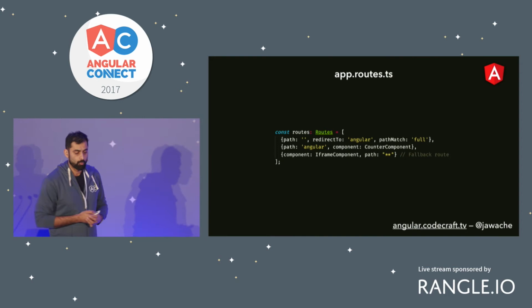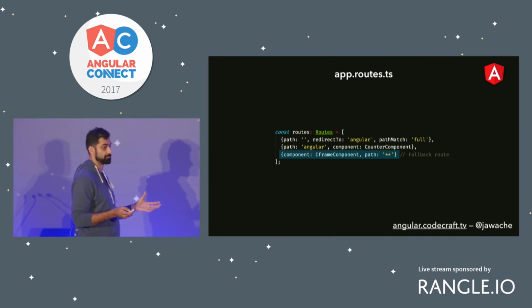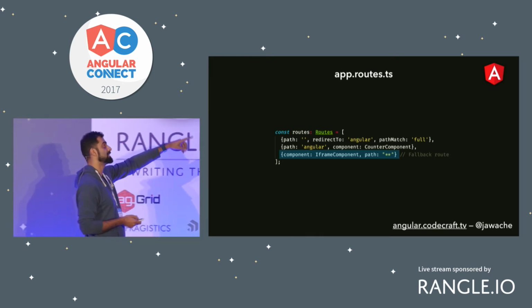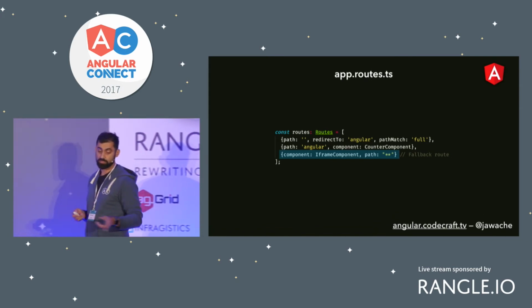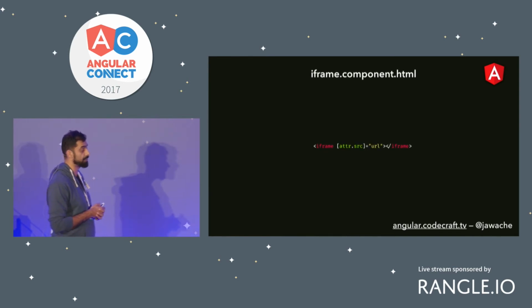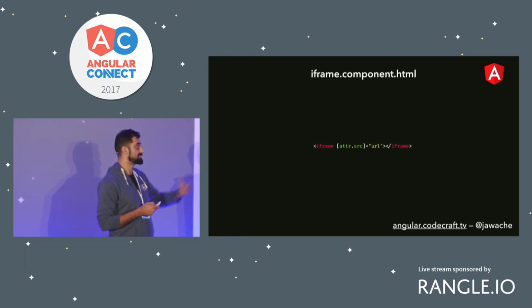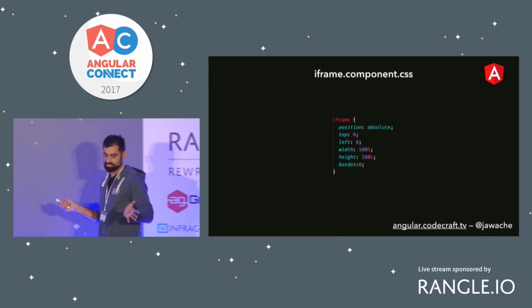So with the Angular route configuration, you can have something called a fallback route. If you see at the end, it's got the two stars. That means if it doesn't match any other route, it will hit the fallback route at the end. When that route gets hit, we inject in the iframe component. What's the iframe component? That's the HTML for the iframe component. Just an iframe, and I set the source value to a URL.